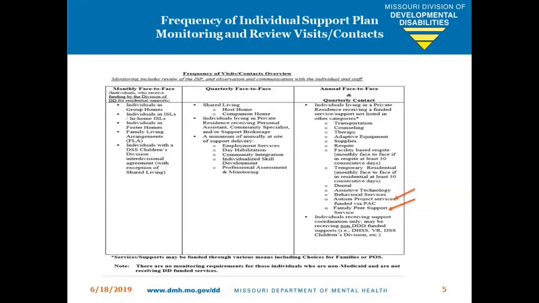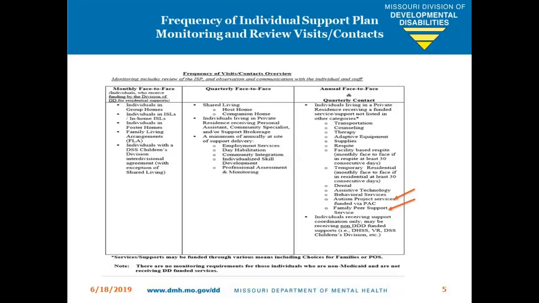This slide outlines the frequency of visits and contacts based on the service the individual receives. This frequency of visits and contacts overview table is located within the directive. You will note two services which have been added to the annual face-to-face and quarterly contact column. These services are the Autism Project services, which are funded via PAC, and the new Family Peer Support Service. A note has also been added to clarify that there are no monitoring requirements for those individuals who are non-Medicaid and not receiving DD-funded services.